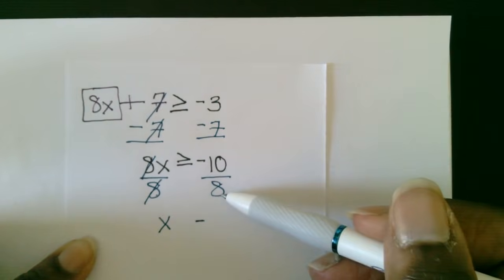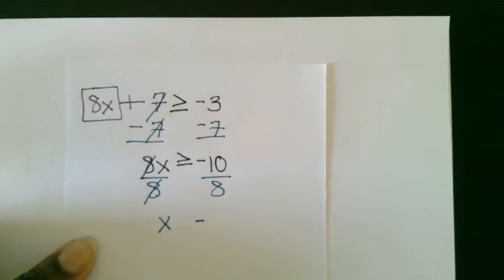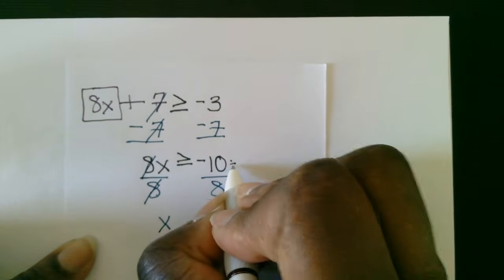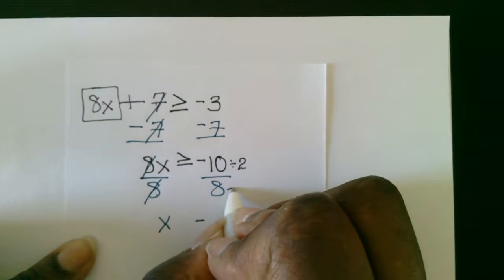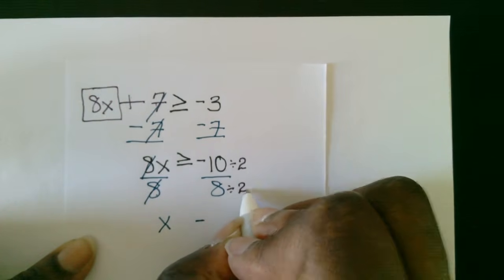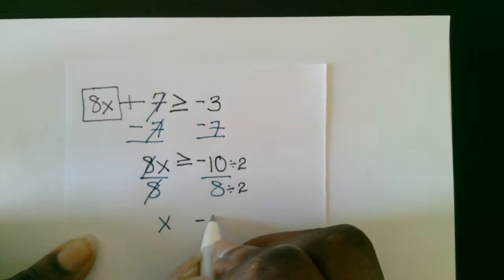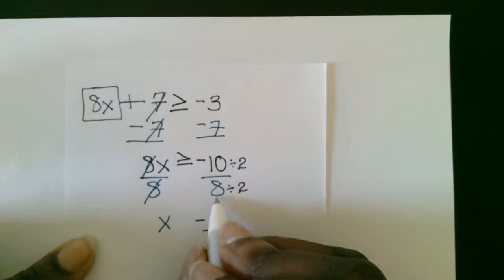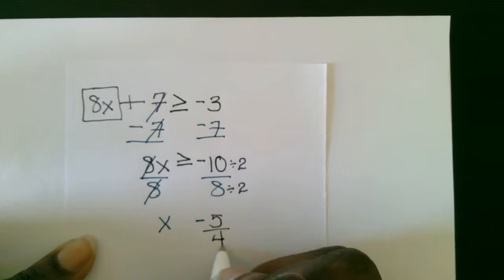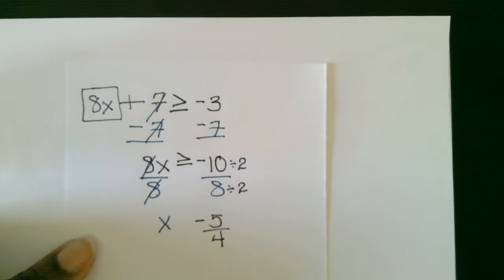What number does 10 and 8 have in common? It's going to be 2. So let's divide by the number that they both have in common. You can see an 8 and a 10 in the 2 times table. So then 10 divided by 2 gives us the 5. And the 8 divided by 2 gives us the 4. And we make sure we keep it negative.